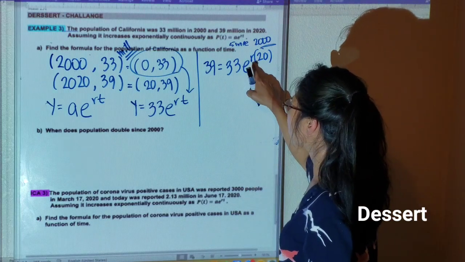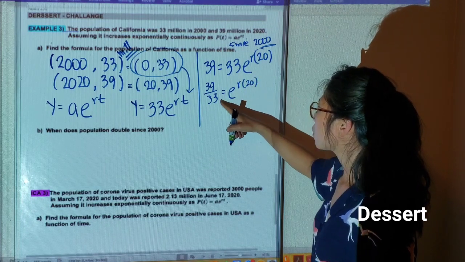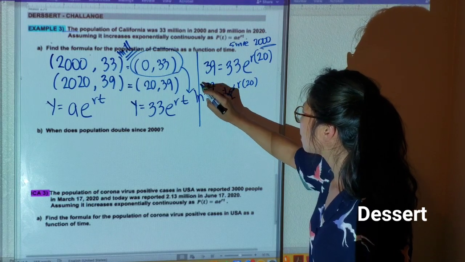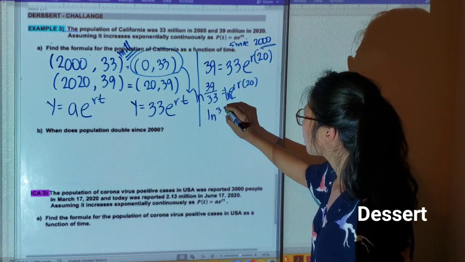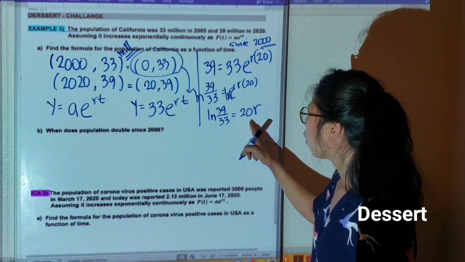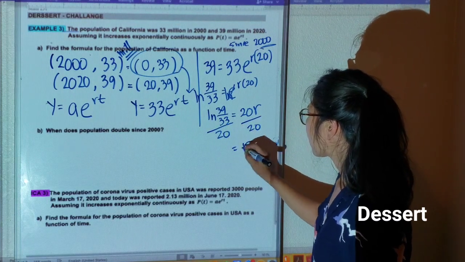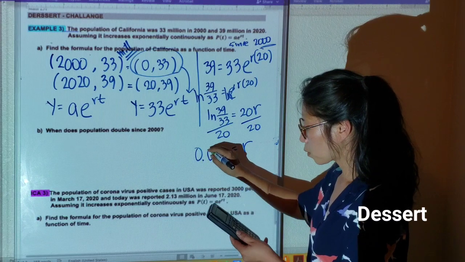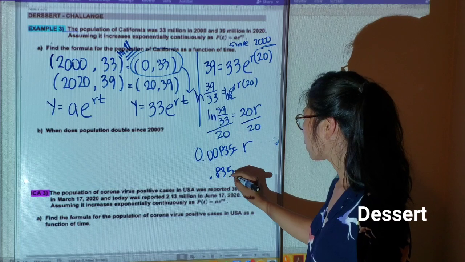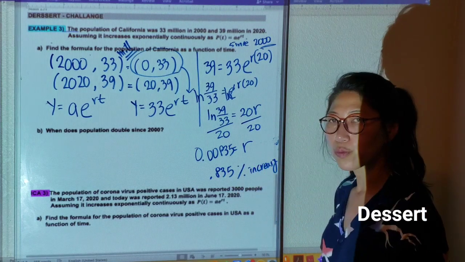So now let's isolate r. I'm going to divide by 33, and after that, I'm going to take the natural log of both sides. That will give me natural log of 39 over 33 is equal to 20r. So by dividing this whole value by 20, I get the r value as 0.00835, which actually shows as a 0.835% growth rate.